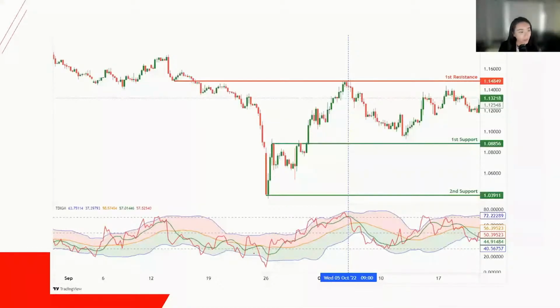Before looking at the signal, we always draw all the support and resistance first. As you can see, the first support is the overlap support at a price of 1.08856. The second support is at the recent swing low at 1.0311. The first resistance here is at 1.14849. So now I'm thinking about when is the correct timing to enter the trade, and where is my position. Is it a long position or a short position? So let's take a look at maybe here.